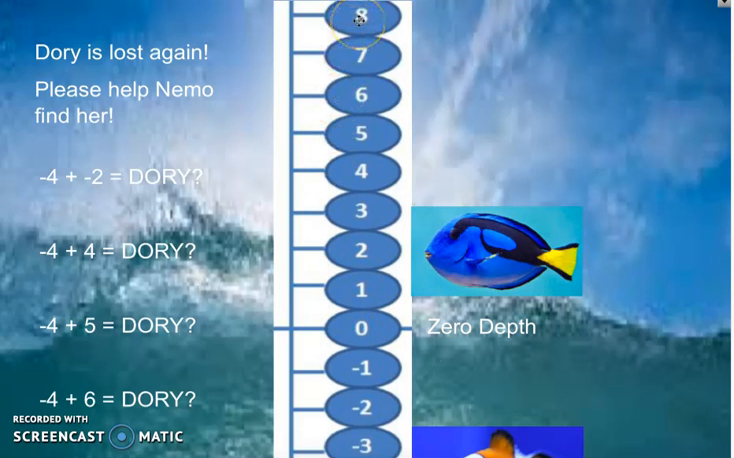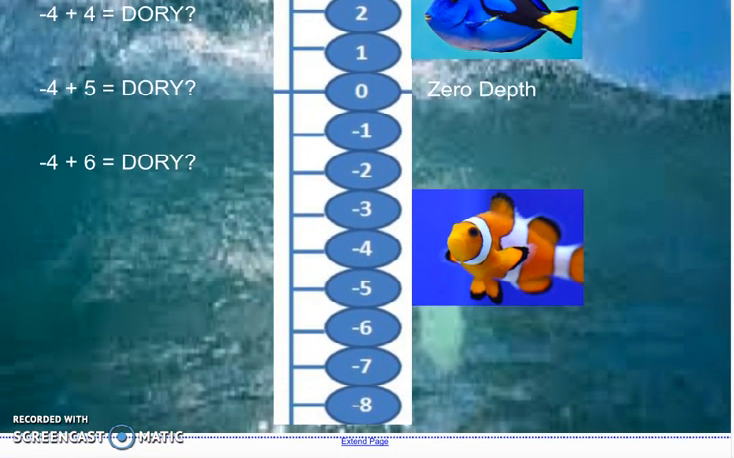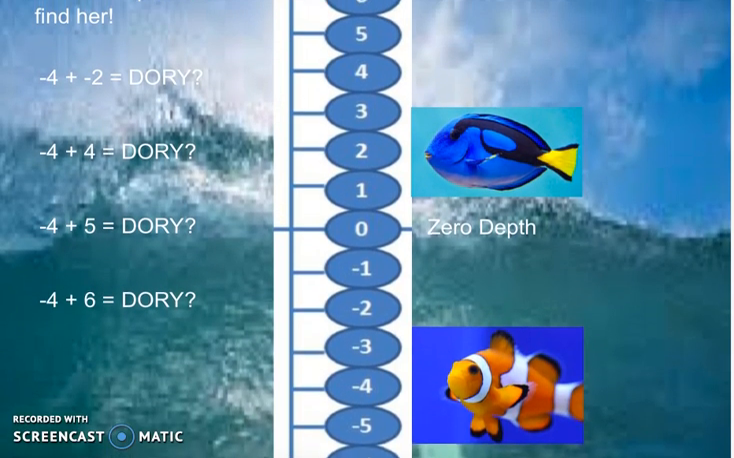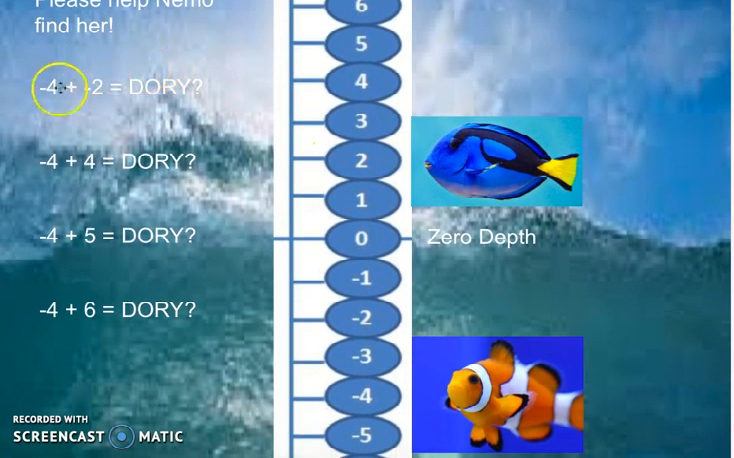Above 0 are positive integers. Below 0 are negative integers. And I want you to notice where Nemo is. Nemo is located right now at -4. We're going to see which one of these problems will get us to Dory. All of them start off at -4.